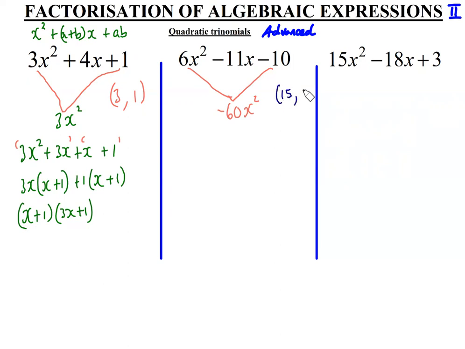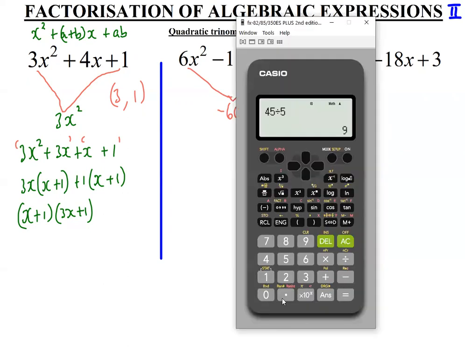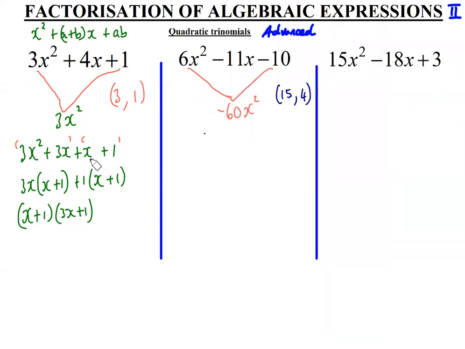15 and 4. So here, if you say 15 times 4, you get 60. So if you say 15 minus 4, you get 11. But in this case here, we need a negative value. So which one must be negative? The bigger value must be negative. So here we're going to have 6x squared minus 15x plus 4x minus 10. So if you say minus 15x plus 4x, you get negative 11x.